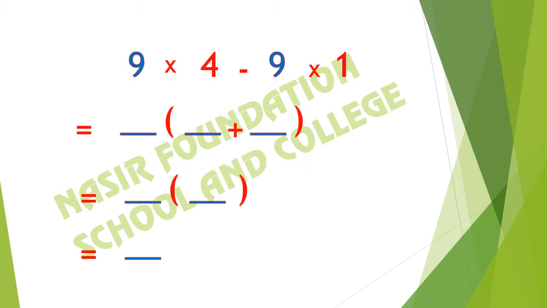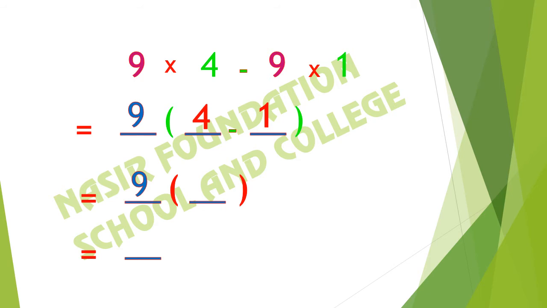9 is multiplied by 4 and 9 is multiplied by 1. 9 is the factor that is multiplied to both these numbers 4 and 1. So we will write 9 once outside the bracket. Opening brackets. Now we will write 4 and 1 with the subtraction symbol inside the brackets. First of all we will write 4, subtraction symbol, and we will write 1 here. Then closing bracket.